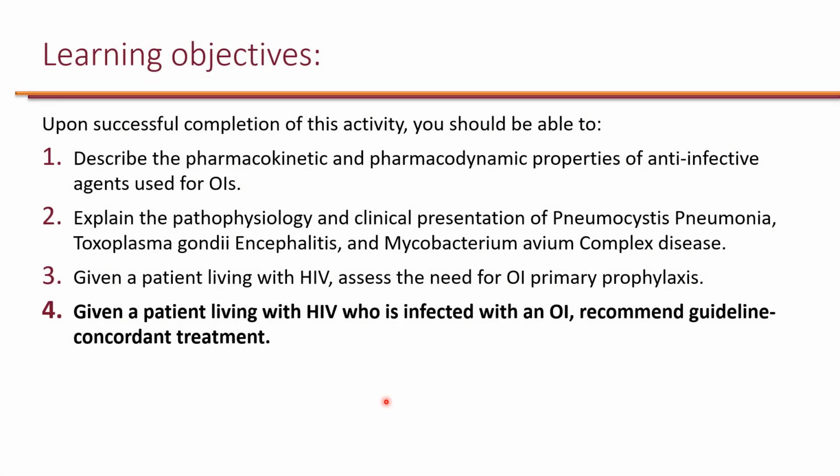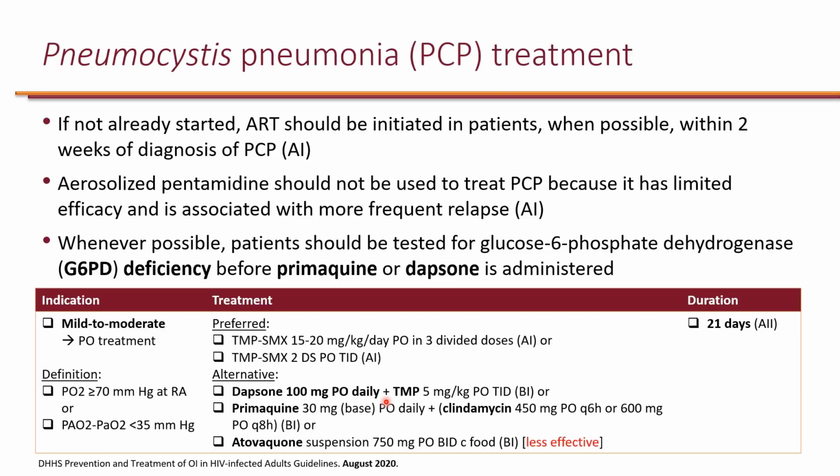The last learning objective is: given a patient living with HIV who is infected with an opportunistic infection, recommend guideline-concordant treatment. So for PCP treatment, obviously it's important to start the patient on ART to get the CD4 count up. And then for the actual treatment of PCP, you have to look at the severity.